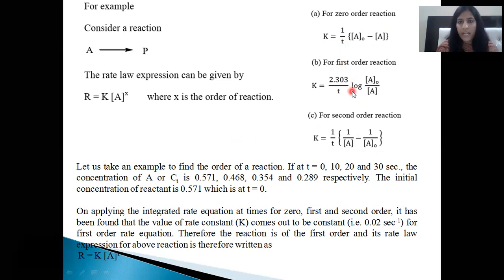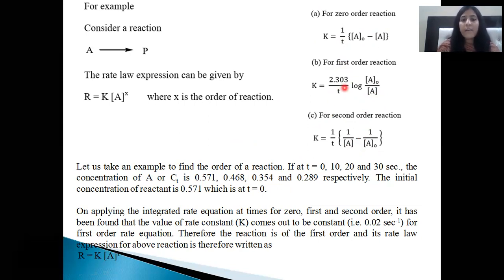Similarly for first order reaction, here put the time t is equal to 0, 10, 20 and 30 seconds and concentrations for 0, 10, 20 and 30 seconds and calculate the rate constant. Similarly for second order reaction. That rate equation which gives the constant value of K gives the order of a reaction.